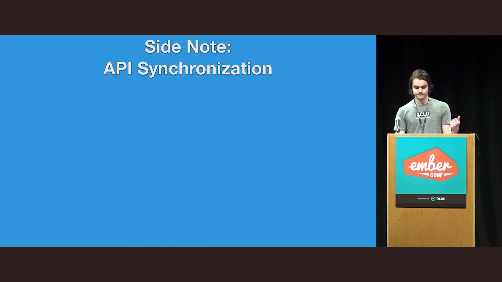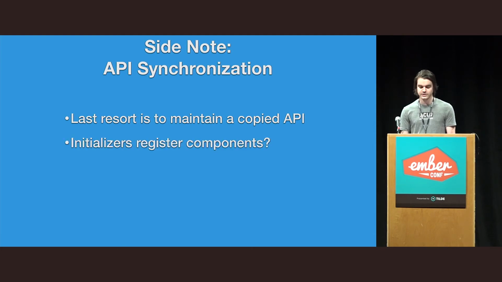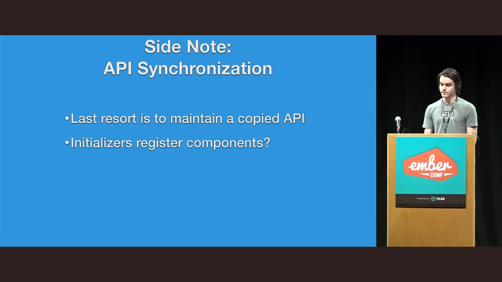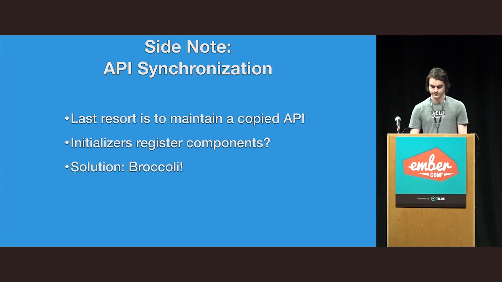API synchronization. Last resort is to maintain a copied API. A-Frame has components and attributes that I need to replicate. At first, I tried initializers that register components by inspecting the A-Frame API. It works in templates, but you can't extend them because there's no real file to import.